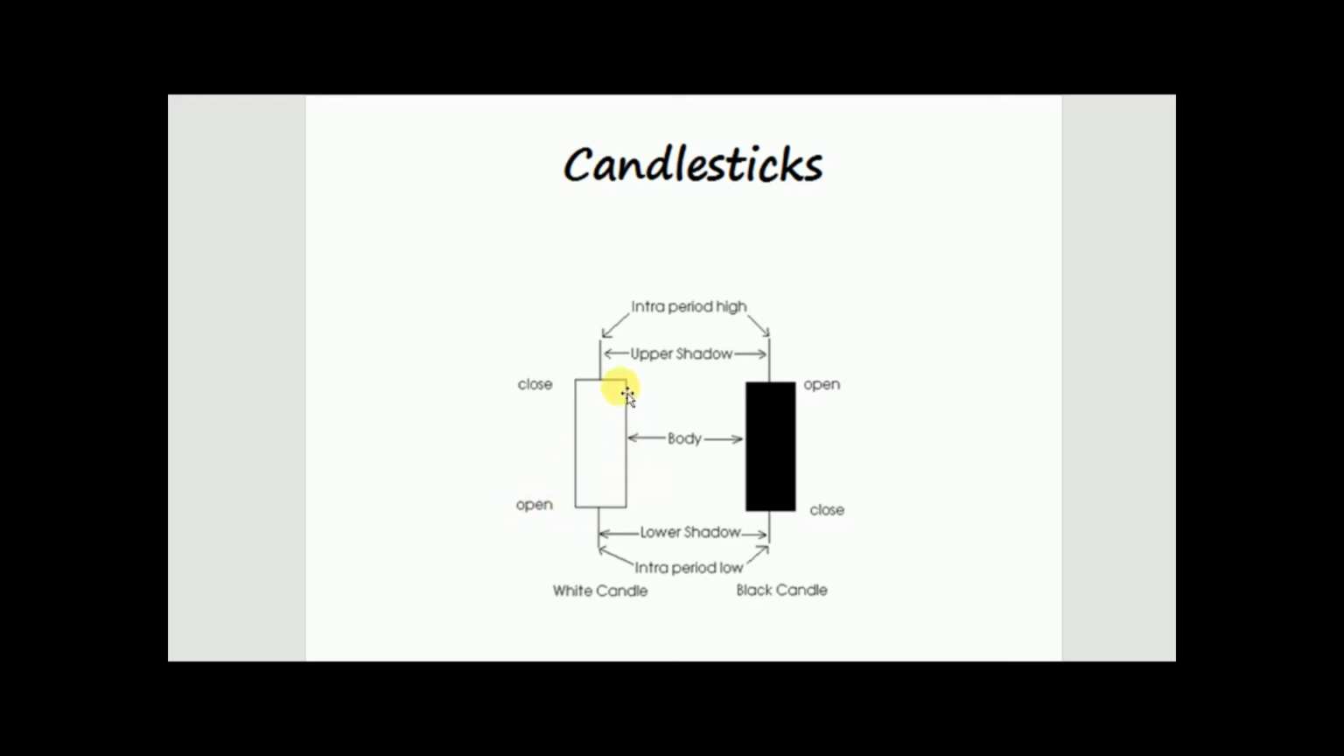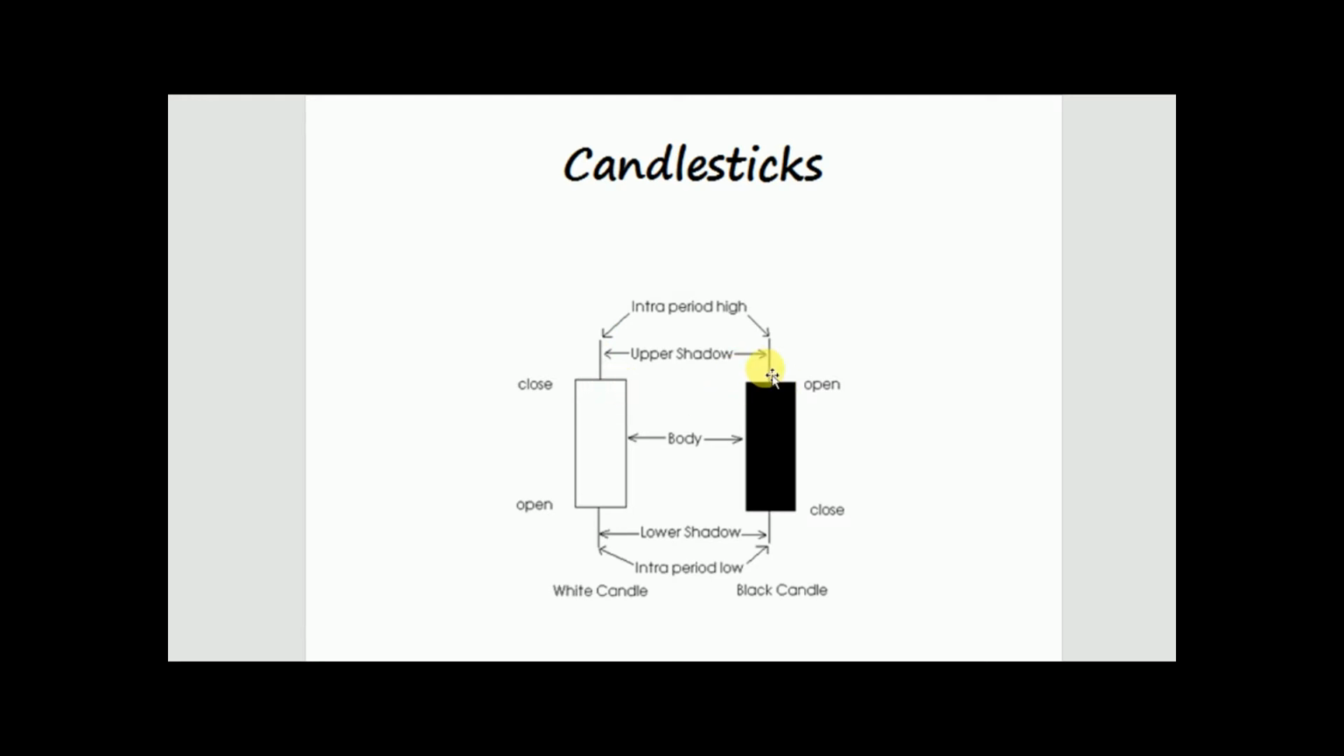It closes at this level with an intra high with these tails of the candle. So the tail up above is the intra high, while the tail below is the intra low. We call that the lower shadow. This is the body, and then the upper shadow. So open, low, high, and then close. Right?